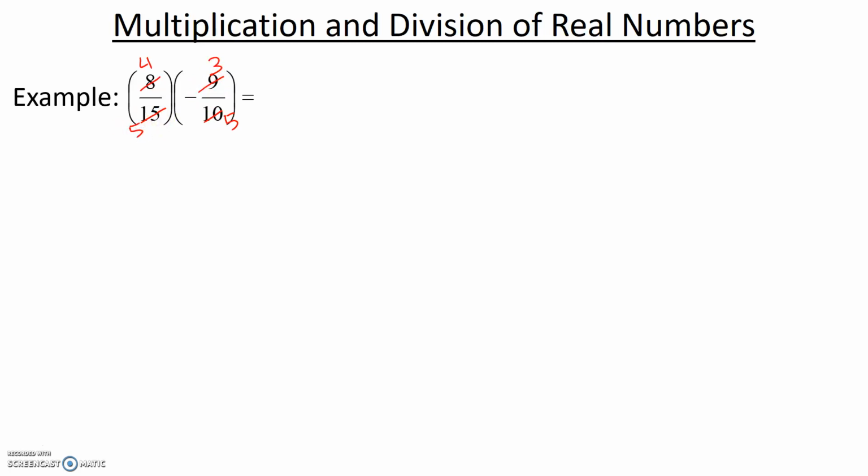Recall that in multiplication, we do not need a common denominator as we do in addition and subtraction. In multiplication, we simply multiply the numerators and multiply the denominators. So 4 times 3 will give us 12, but notice we have a negative, so a positive times a negative will make the entire answer negative. 4 times 3 is 12. We have a positive times a negative, so the answer will be negative. 5 times 5 is 25, so our answer will be negative 12 over 25.